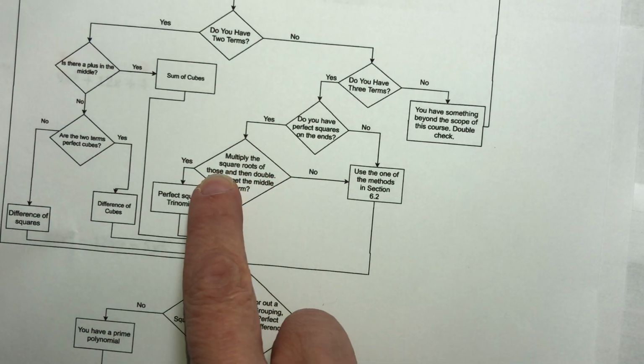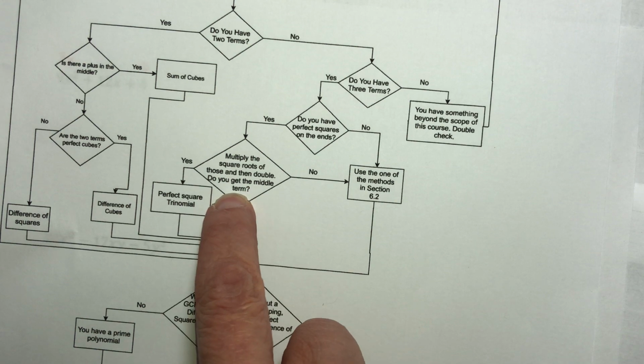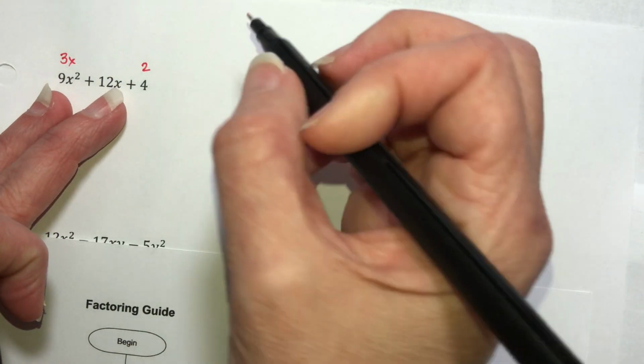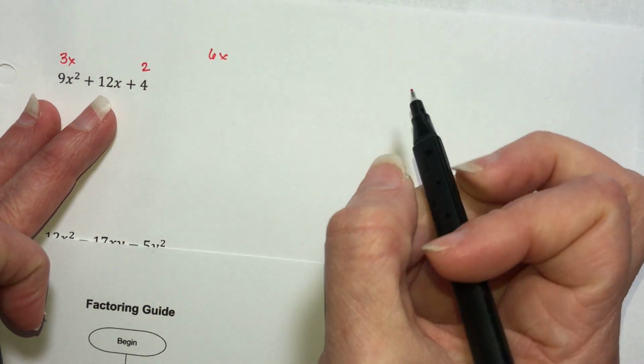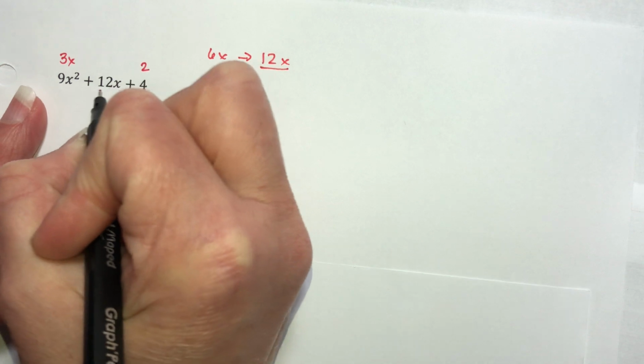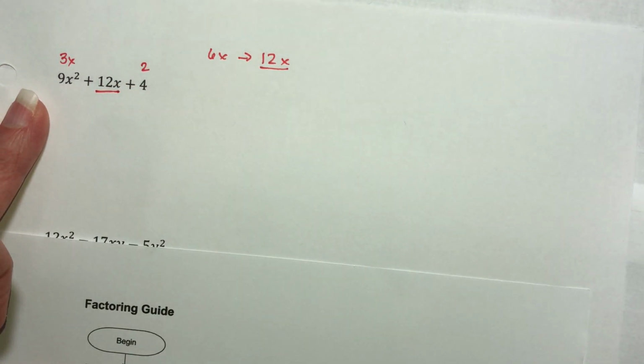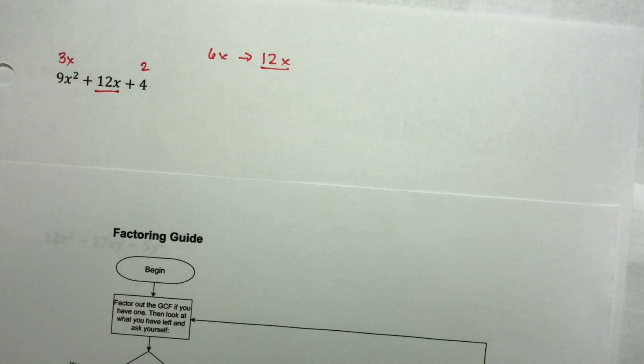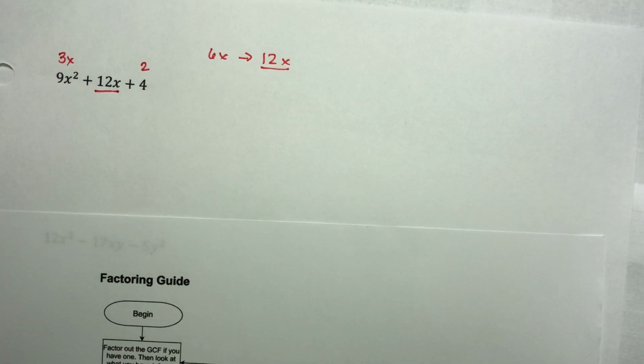We're told to multiply the square roots of those numbers and then double them. Do you get the middle term? If I multiply these two things together, I get 6x. And then if I double that, I get 12x. And 12x is the same as 12x. So since they matched up, I have a perfect square trinomial.